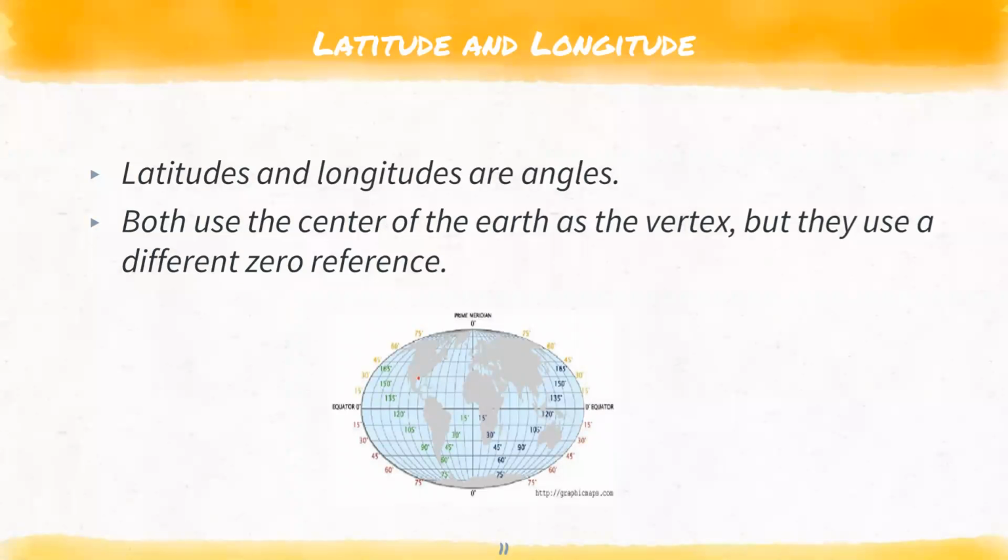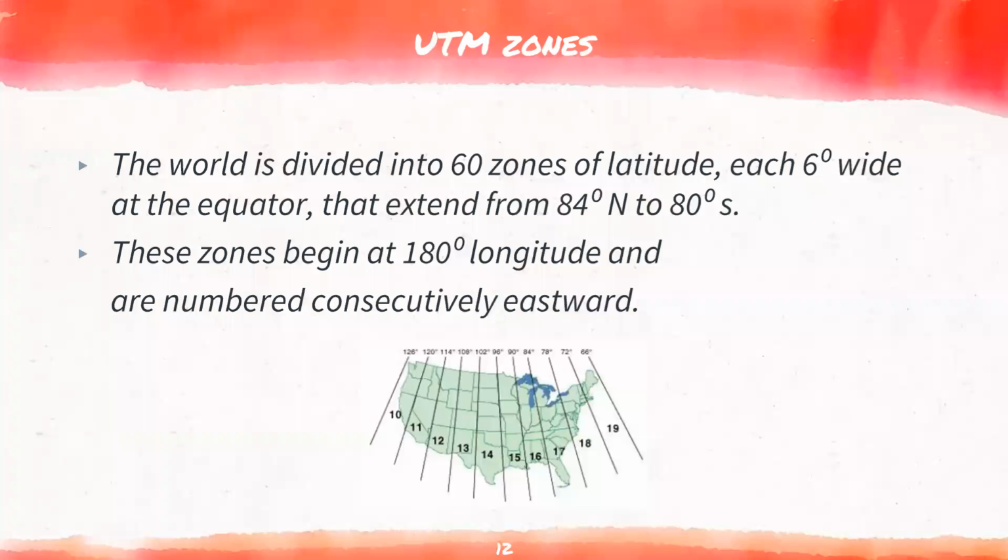In this slide, we will see what are latitude and longitude. Latitude and longitude are angles. Both use the center of Earth as a vertex, but they use a different zero reference. The world is divided into 60 zones, each 6 degrees wide at the equator, that extend from 84 degrees north to 80 degrees south. These zones begin at 180 degrees longitude and are numbered continuously eastward.